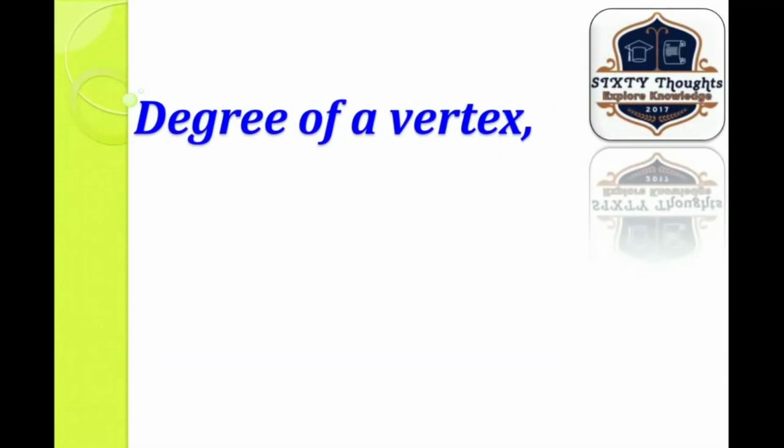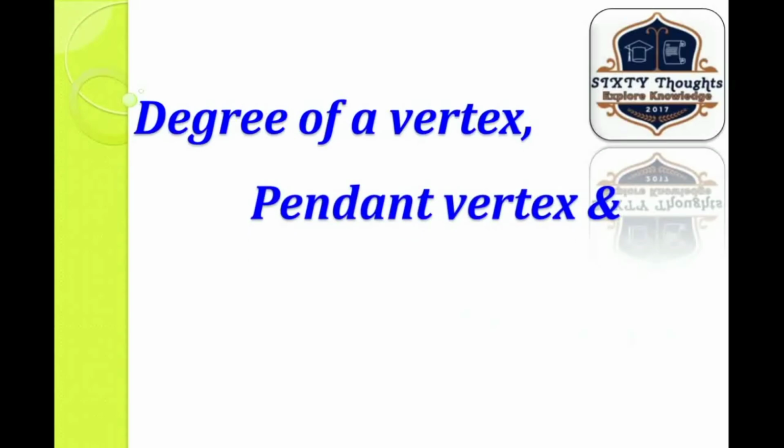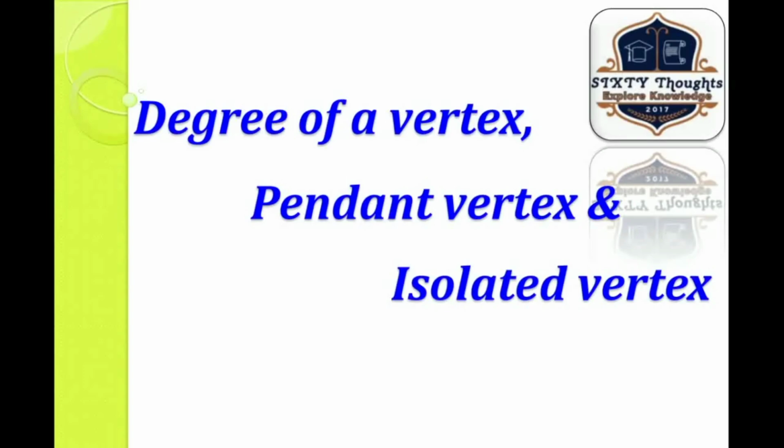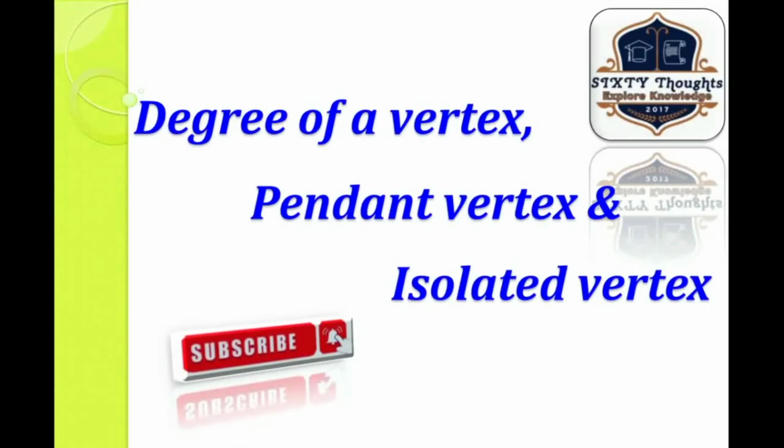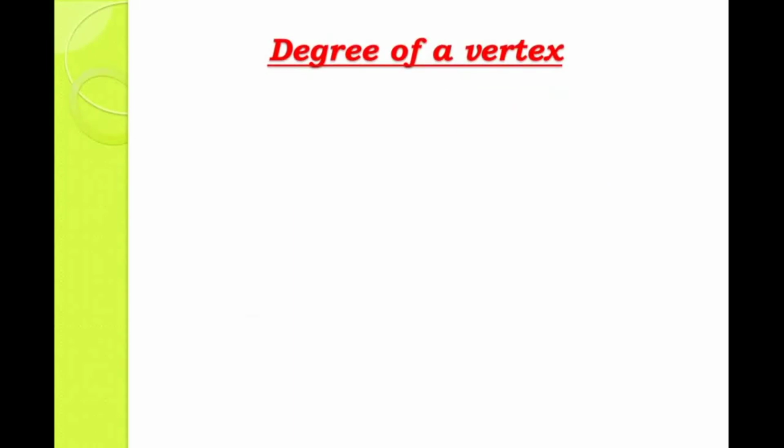Today we will discuss one of the interesting topics in graph theory. Okay, so what is meant by degree of vertex, pendant vertex and isolated vertex in discrete mathematics? Okay, so let us see one by one. So first one is, what is meant by degree of a vertex.